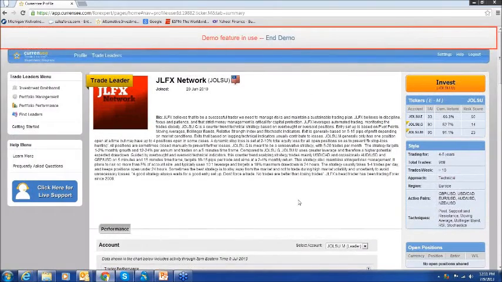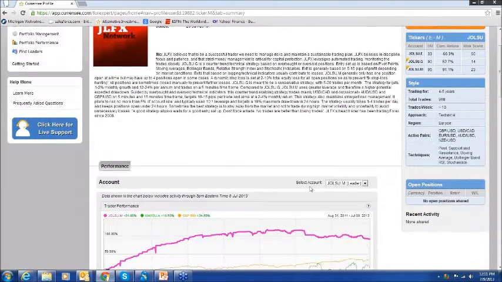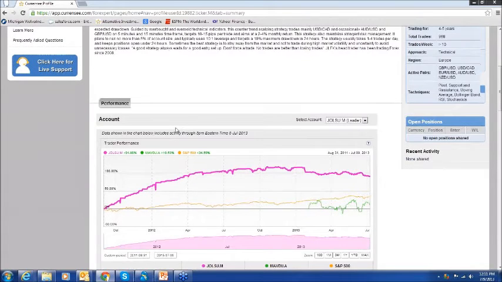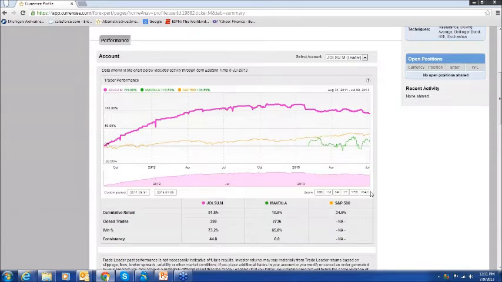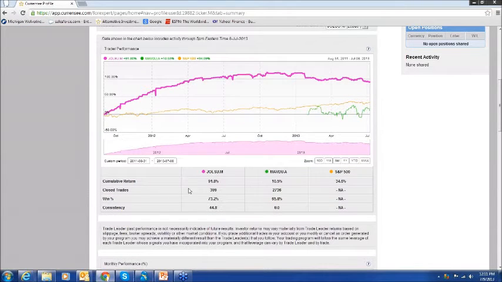So you have your tear sheet on who the trade leader is. Then you have a great chart that you can customize the time period below, or you can use some of our default settings. It'll show you the performance of the trade leader in purple. It'll show you the performance of you, the client, in green, how you've been performing. And then it'll show it against the S&P 500 as well.